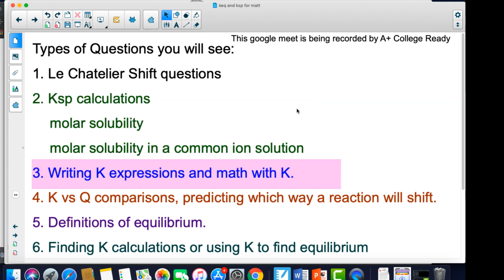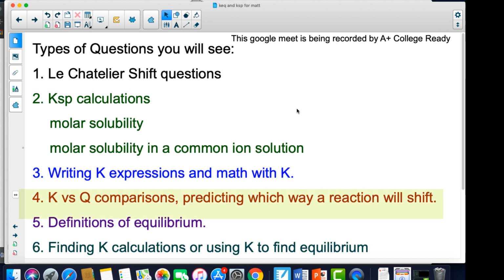The third type of question you're going to see is, can you write a K expression? And what if you flip the equation? What does that do with K? What if you multiply the entire equation by 2 or by 1/2? How do you do the math with K?